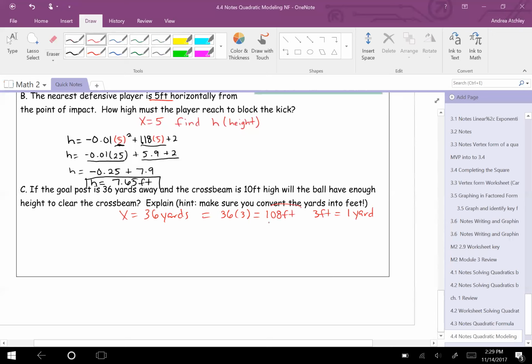Okay, so this is what we need to use. Okay, so see how high the ball is going to be when that ball is 108 feet away. Will it get over the crossbeam? Everyone try it on their own or in their pairs. So we should have our height equals negative 0.01 times 108 squared. I know lots of us don't have calculators with us. Should always have a calculator for math.